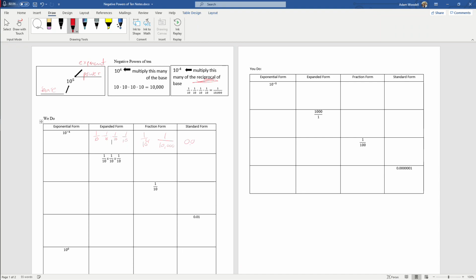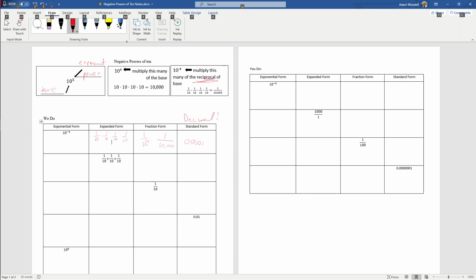And then lastly, standard form, I just want to figure out what 1 over 10,000 actually is, which in this case is the decimal 1/10,000th. So you could write on your paper that standard form is pretty much looking for the decimal form. You're not always going to start with exponential form. There might be an opportunity for you to start with the expanded form and work backwards.